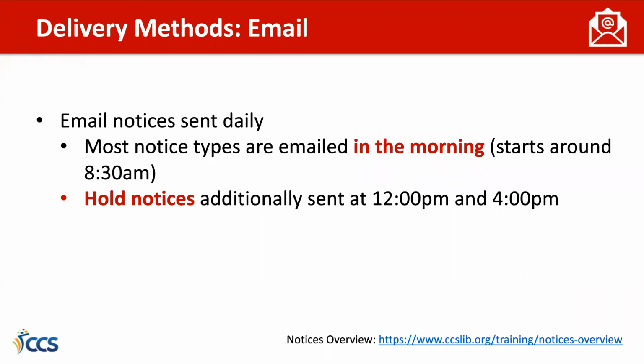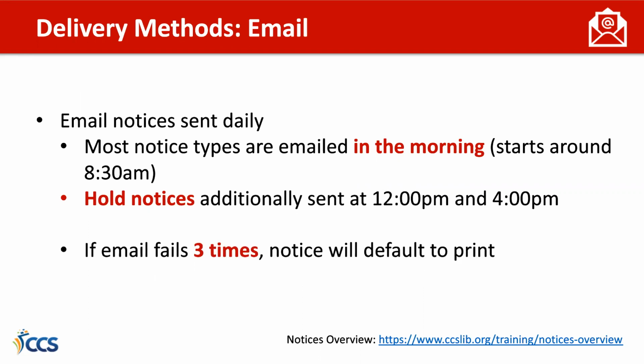Next are email notices, which are the most common notice type. Most email notices are issued in the morning. They're generated and sent branch by branch, so timing can vary slightly based on branch order. They will start around 8:30 a.m. And then, like we said before, hold email notices are also sent at noon and 4 p.m. daily. And just like telephony, if an email notice errors out after 3 tries, Polaris will default that notice to print.